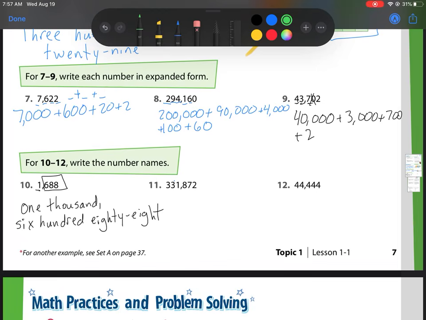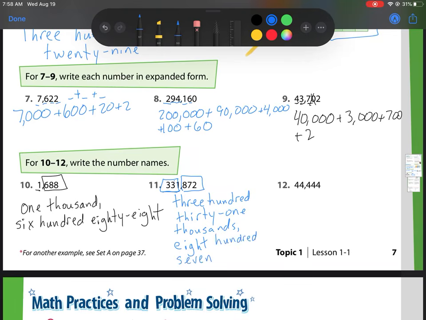Excellent job, guys. So now this next one, again, I break it up into that first period. I'm not sure why they call it that, but it's just the area between the commas. So that's 300, oops, and I was going to write it out for us. That's 300 31, and then what period is it in? That's in my thousands. And then I write this next grouping, so that's 872.